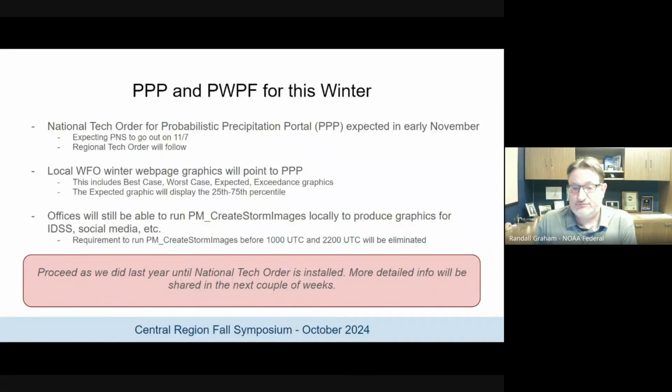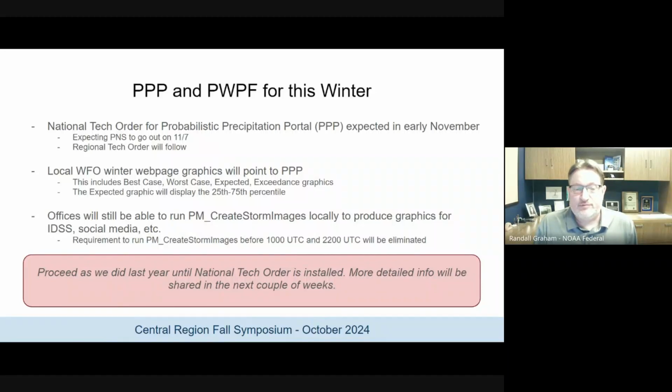As I mentioned, the local WFO winter web page graphics will point to the PPP. It will not be the ones from when you run PM Create Storm Images. It'll be, as we just showed, the best case, worst case, expected. Well, there'll be exceedance graphics, and that expected graphic will display the 25th to 75th percentile. So one key point that we want you to be aware of is that you can still run PM Create Storm Images locally to produce graphics for IDSS and social media, etc.